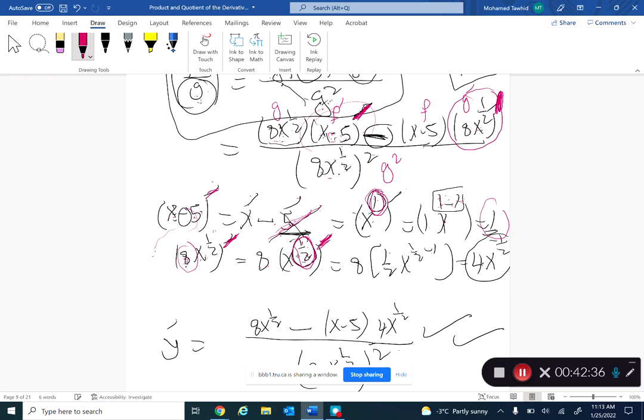The exponent, what is my exponent? 1 over 2. Then here is the rule: 1 over 2, I put it in front. And then I reduce the exponent, 1 over 2 minus 1. N minus 1.